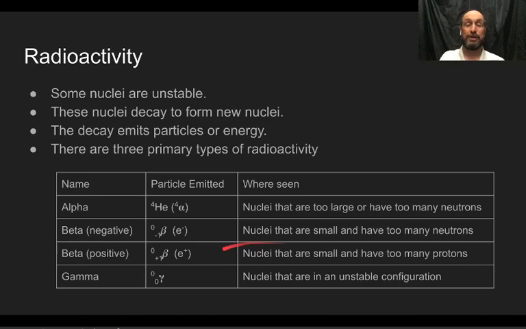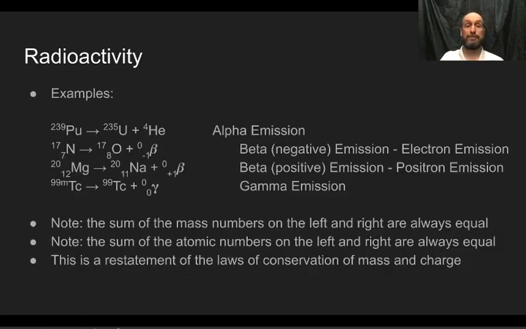And finally, gamma radiation, which is just high energy light. These are oftentimes emitted from nuclei that are just in an unstable configuration. The mass isn't going to change here, the charge isn't going to change here. But as the nucleus settles down from a high energy state to a low energy state, gamma radiation can be emitted. So here are some examples.